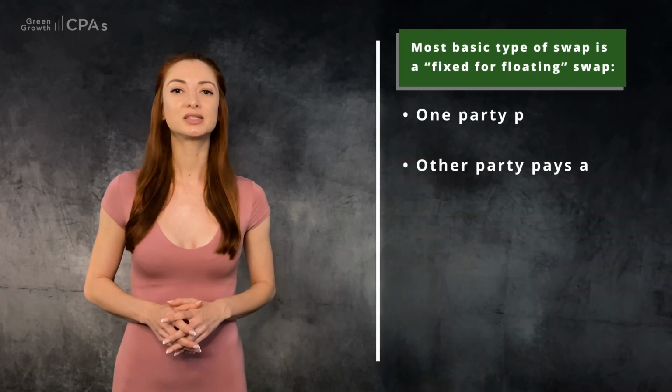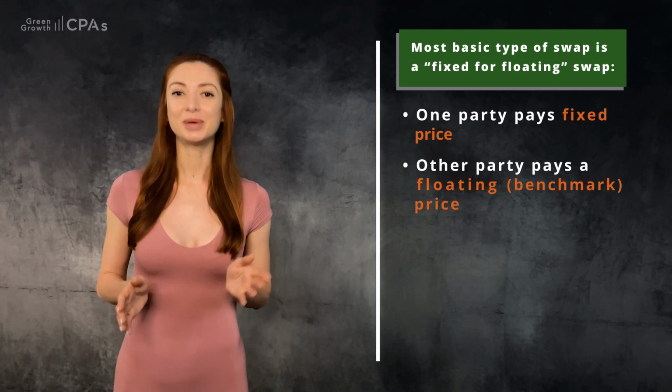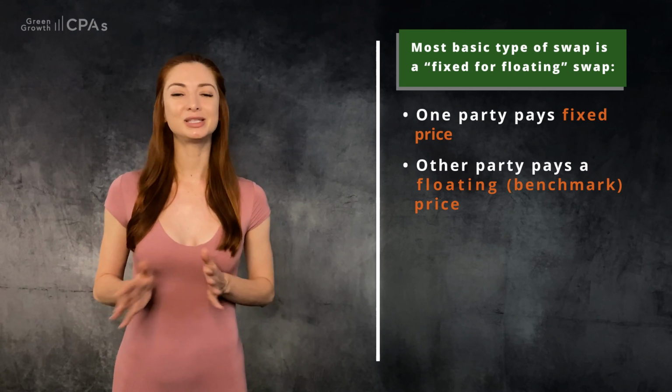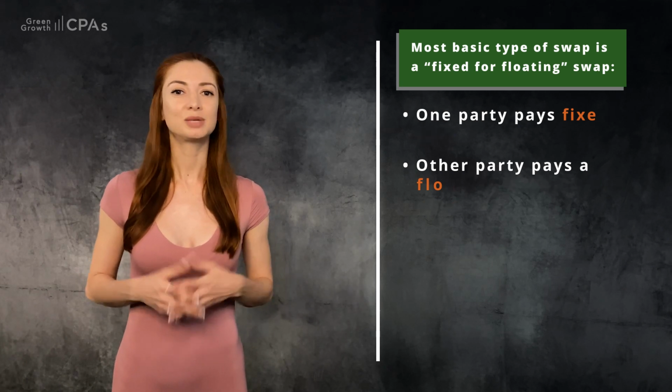So the most basic type of swap is a fixed for floating swap, in which one party pays a fixed price and the other party pays a floating or a benchmark price. Because the 2 counterparties pay each other, the instrument itself is called a swap. Of course, the 2 parties do not actually pay each other, because that would be a needless complication and a waste of transaction effort and cost.